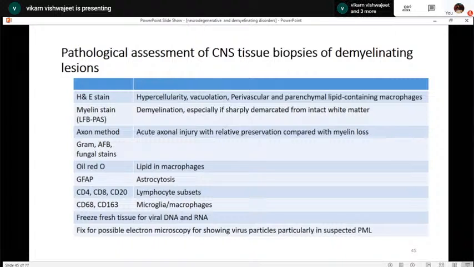Macrophage markers are very important, and if someone is suspecting a progressive multifocal leukoencephalopathy type of lesion, one should preserve fresh tissue for further studies. Electron microscopy can also be done, and if tissue can be preserved, it is very good to confirm the diagnosis by demonstrating the viral particles in case of PML.